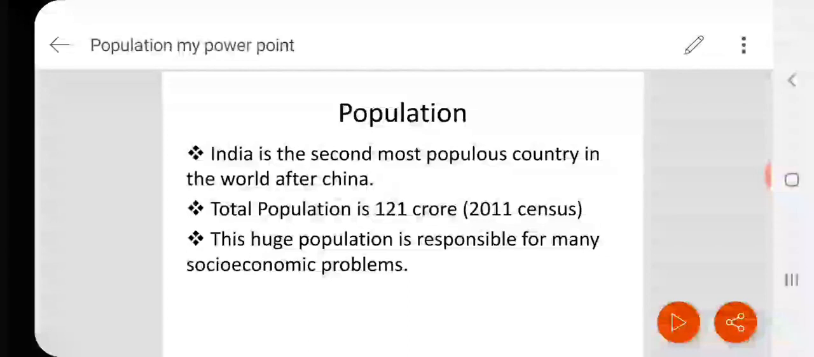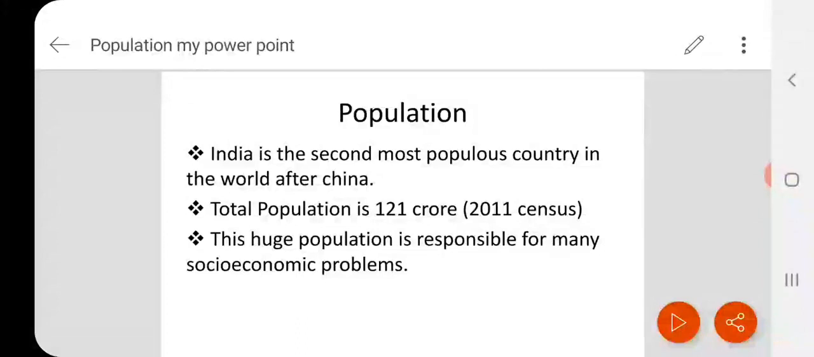There are 3 chapters in this unit. The first chapter is Population: Distribution, Density, Growth and Composition. The second chapter is Migration, its types and causes. And the third chapter is Human Development. So, let's start the first chapter, named Population: Distribution, Density, Growth and Composition.